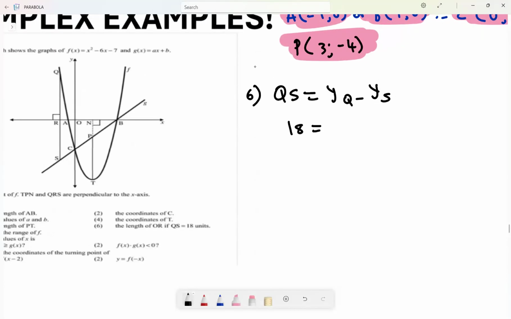If I use QS here, it is long, it's like that. And then I want to see something that I might use in simpler terms. They want the length of OR. I was seeing if I can use Pythagoras by any chance. No chance. There is no point of contact between this one and this one. Let's see something. I want you to see this.